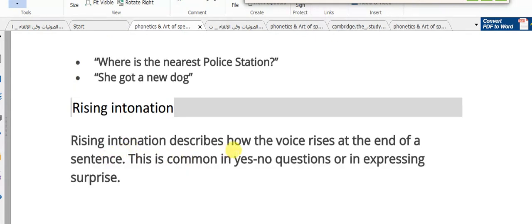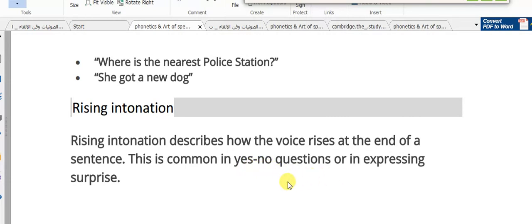Rising intonation بقى describes how the voice rises at the end of the sentence. ازاي بقى نيجي في اخر جملة وبنرسم سهم طالع لفوق. This is common in yes or no questions. اول ما نشوف yes and no questions اللي هي have you attended the lecture today يبقى الإجابة هنا بقى yes or no.